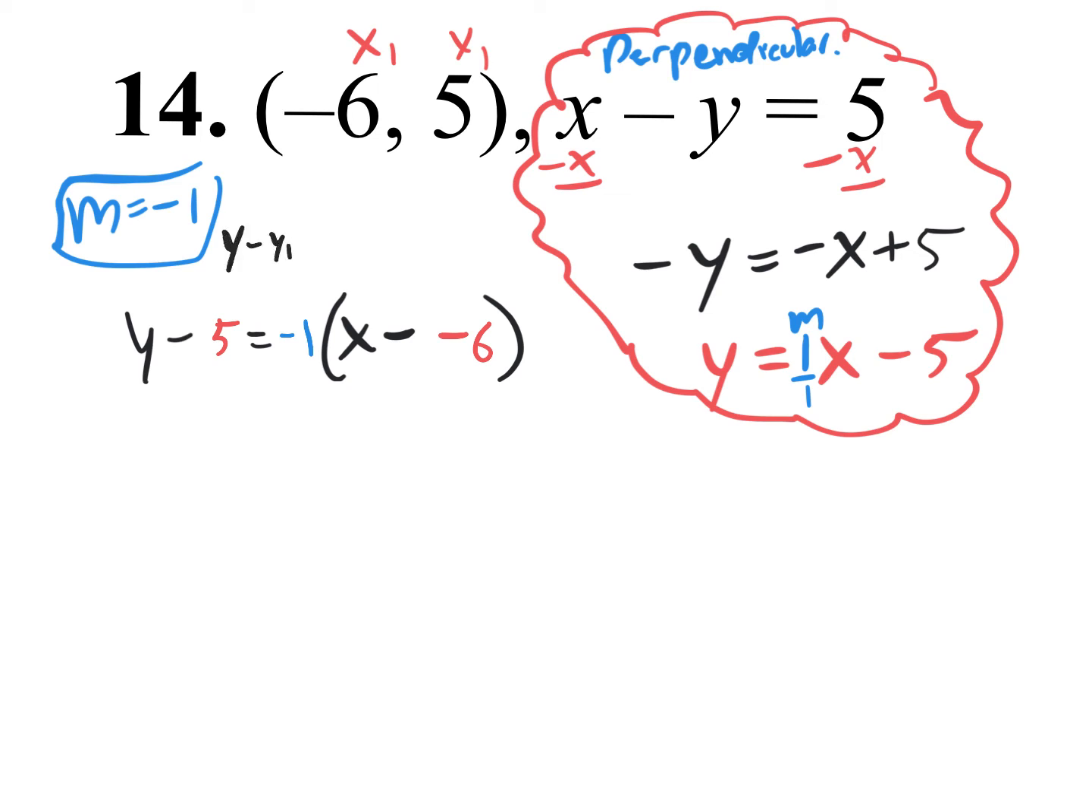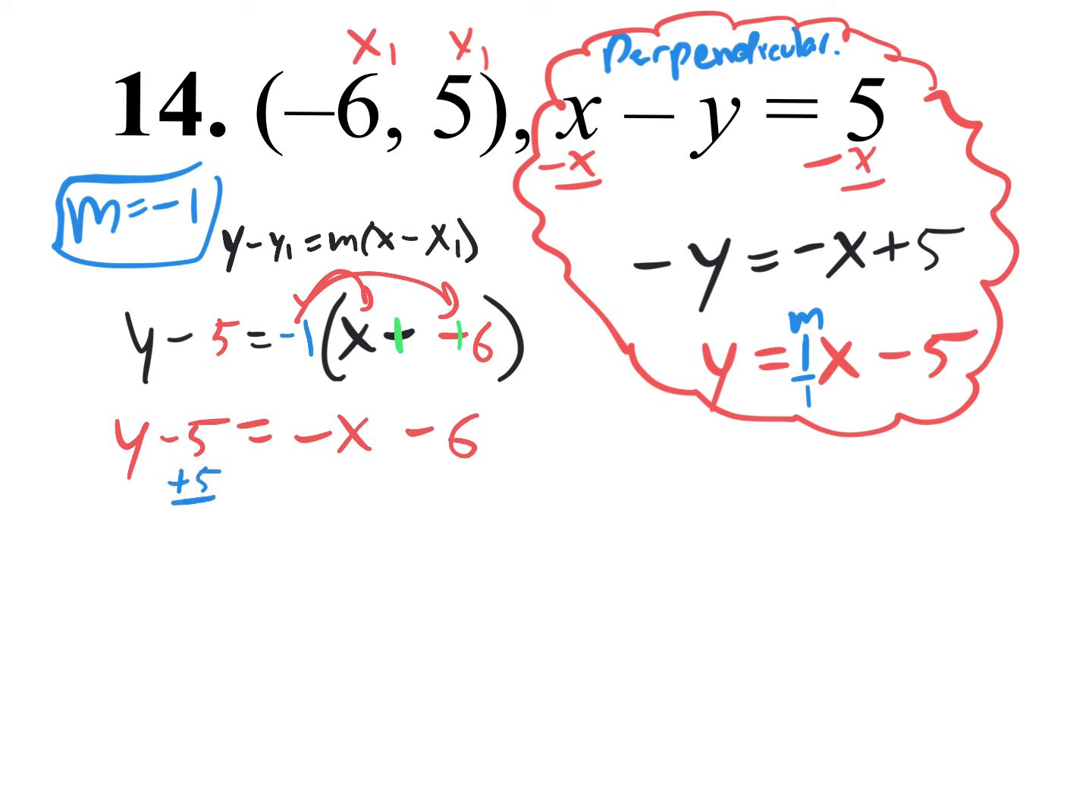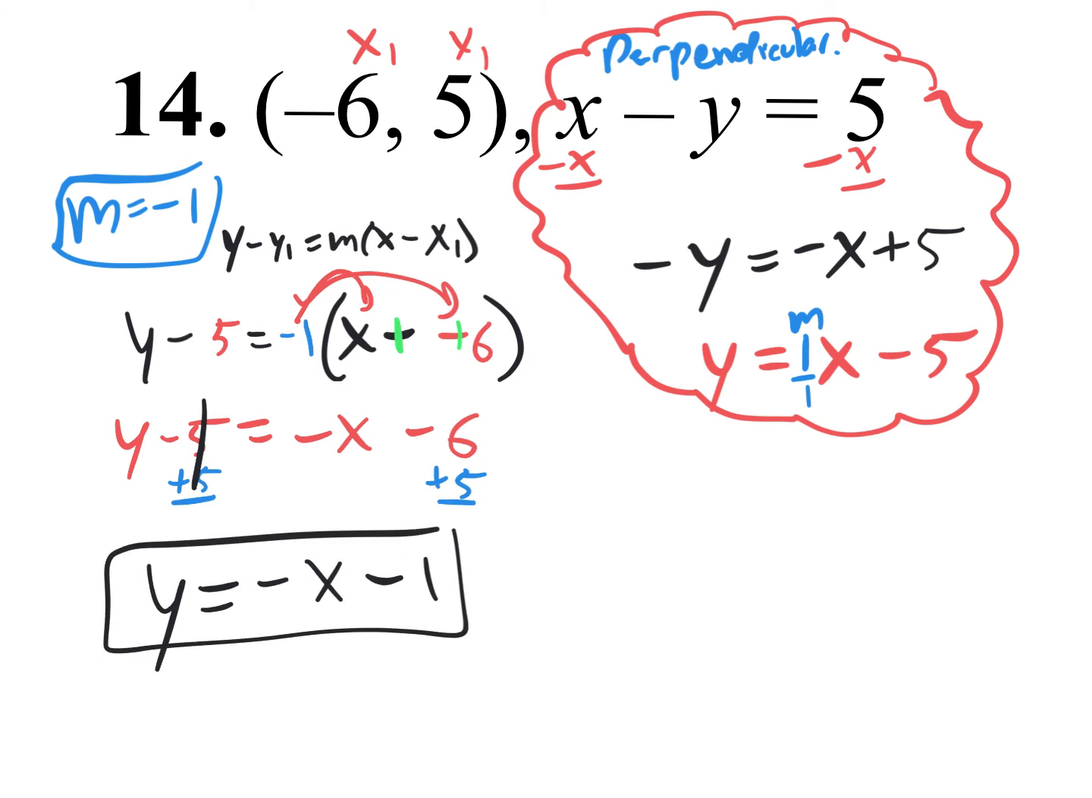y minus y1 equals m, parentheses x minus x1. Okay. So once you plug it in, the minus changes to plus, and we distribute. -1 times x is -x, -1 times +6 is a -6. Bring down the equal sign, bring down the y and the -5. Final step is to add 5, and here's your answer, your equation in slope-intercept form, y equals -x minus 1.